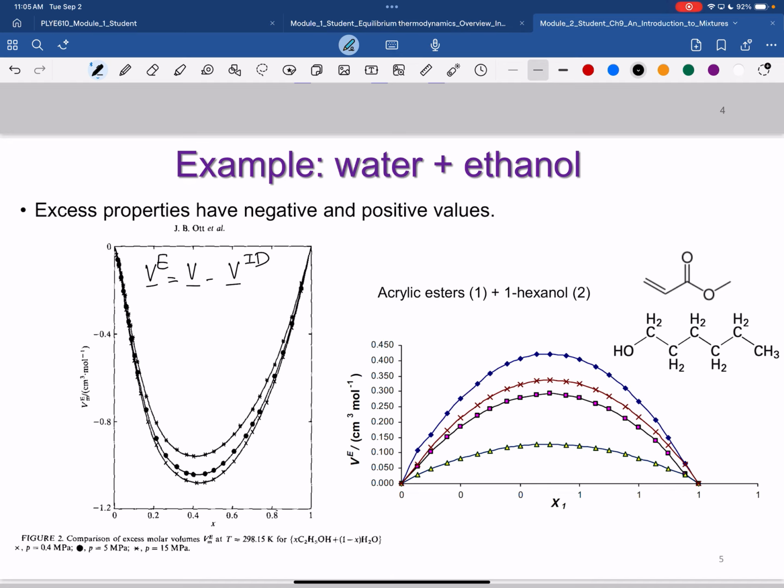Yes. So what's the difference between an excess property and residual? Residual just focuses on the ideal gas. But I haven't put any definition. It's a pretty loose definition of the ideal mixture. And you will see ideal mixture is different from the ideal gas. That's a great question.